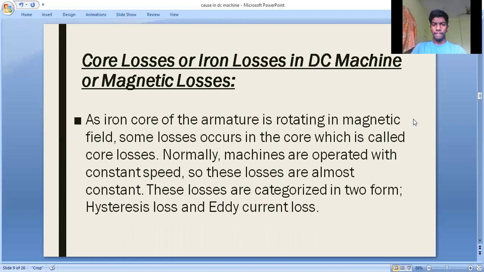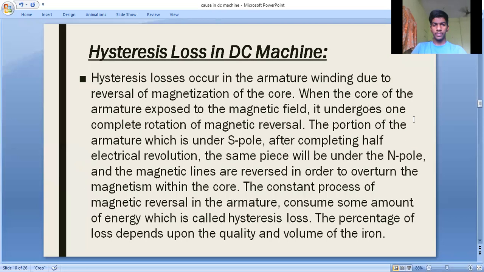Core loss or iron loss in DC machine, or magnetic losses. As the iron core of the armature is rotating in a magnetic field, some losses occur in the core, which are called core losses. Normally, machines are operated at constant speed, so these losses are almost constant. These losses are categorized in two forms: hysteresis loss and eddy current loss.